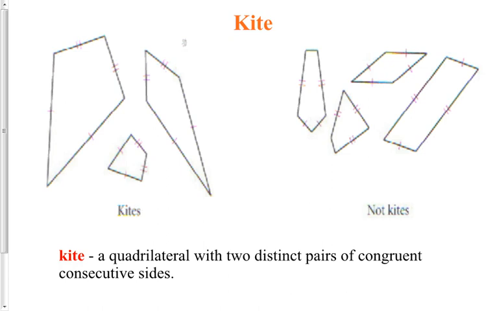Next is the kite. On the left, we have some kites. On the right, we have some examples of polygons that are not kites. Looking at these examples, we can see that a kite is a quadrilateral with 2 distinct pairs of congruent consecutive sides.